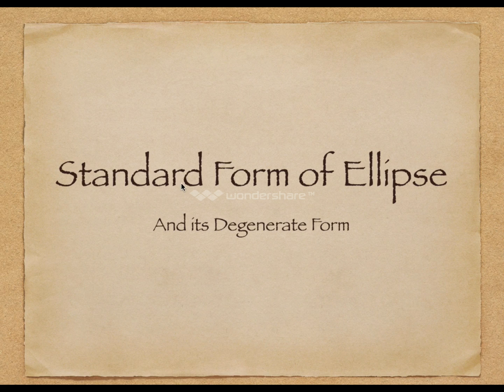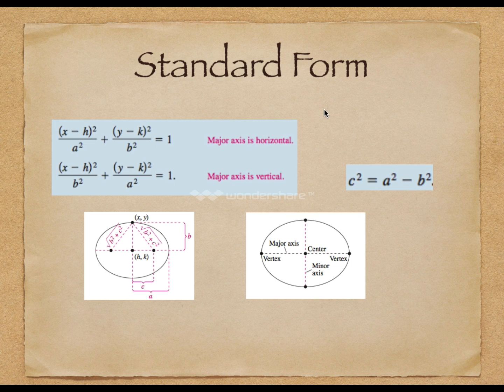The standard form of an ellipse and its degenerate form. The standard form of an ellipse has two formulas. One is when the major axis is horizontal and one is when it's vertical. The major axis is this red dotted line over here.